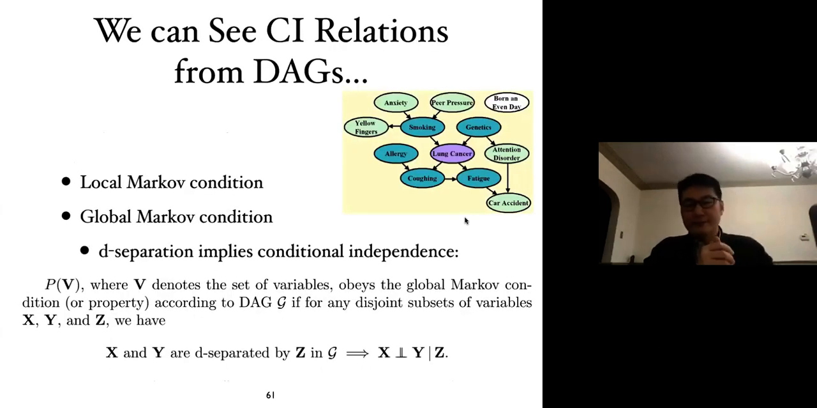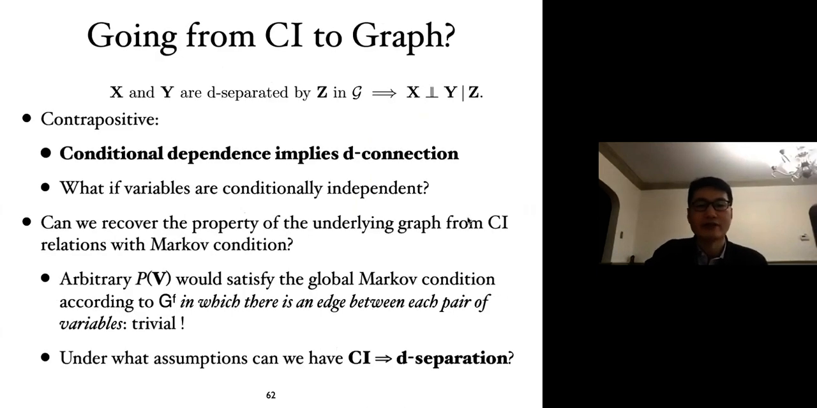So previously in Eric's lecture, I think you got to know that d-separation implies conditional independence relations according to the Markov condition. Basically, if X and Y are d-separated by Z in the graph, then according to the global Markov condition, we know that X and Y are conditionally independent given Z. However, this is just a one-directional relationship. We want to go back to the graph, right? So we have to find some conditions so that we can go back. Otherwise, if you consider the contrapositive of this Markov condition, we can see the following thing.